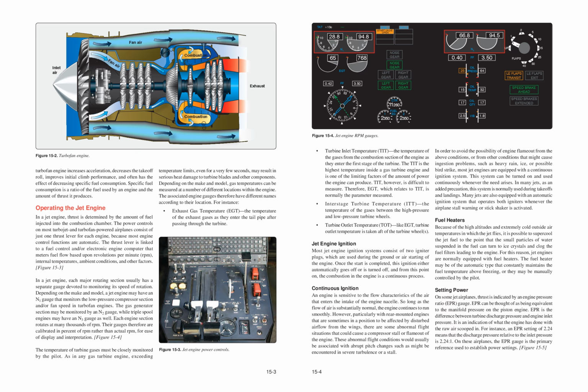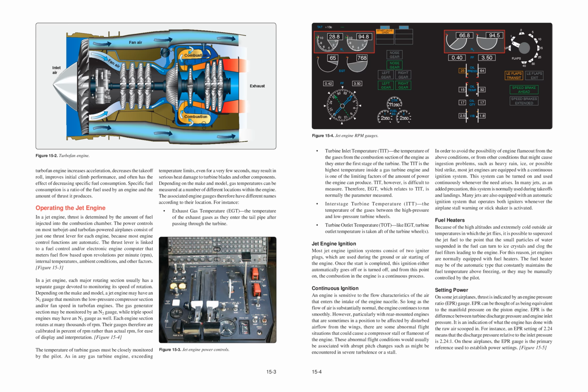Figure 15.2. Turbofan engine. A turbofan engine increases acceleration, decreases the takeoff roll, improves initial climb performance, and often has the effect of decreasing specific fuel consumption. Specific fuel consumption is a ratio of the fuel used by an engine and the amount of thrust it produces.